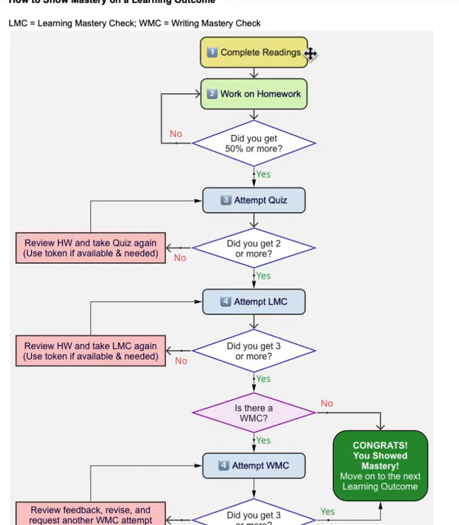The first thing you're going to do is complete all of the readings related to that learning outcome. So check the website for whatever readings are required and then complete them. Make sure you take very clear notes in your workbook or your notebook so that you can use them in the next step, which is to work on the homework. These are your practice problems based on those readings, and your goal there is to get 50% or more of the points on the homework to unlock the quiz. Until you get 50%, you'll need to continue to work on homework until the quiz and other mastery checks will open up for you.